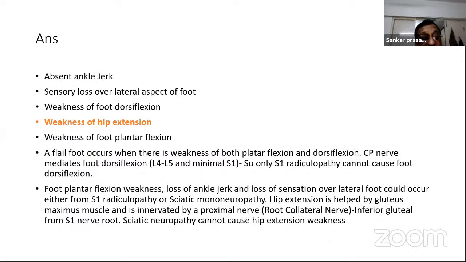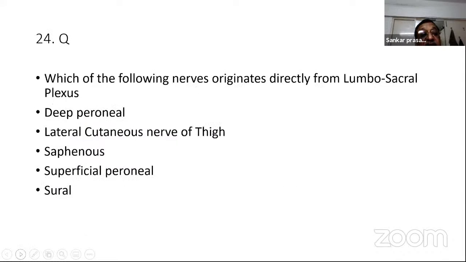That's very interesting. And last question: which of the following nerves originates directly from the lumbosacral plexus? Lateral femoral cutaneous nerve of thigh. Right.